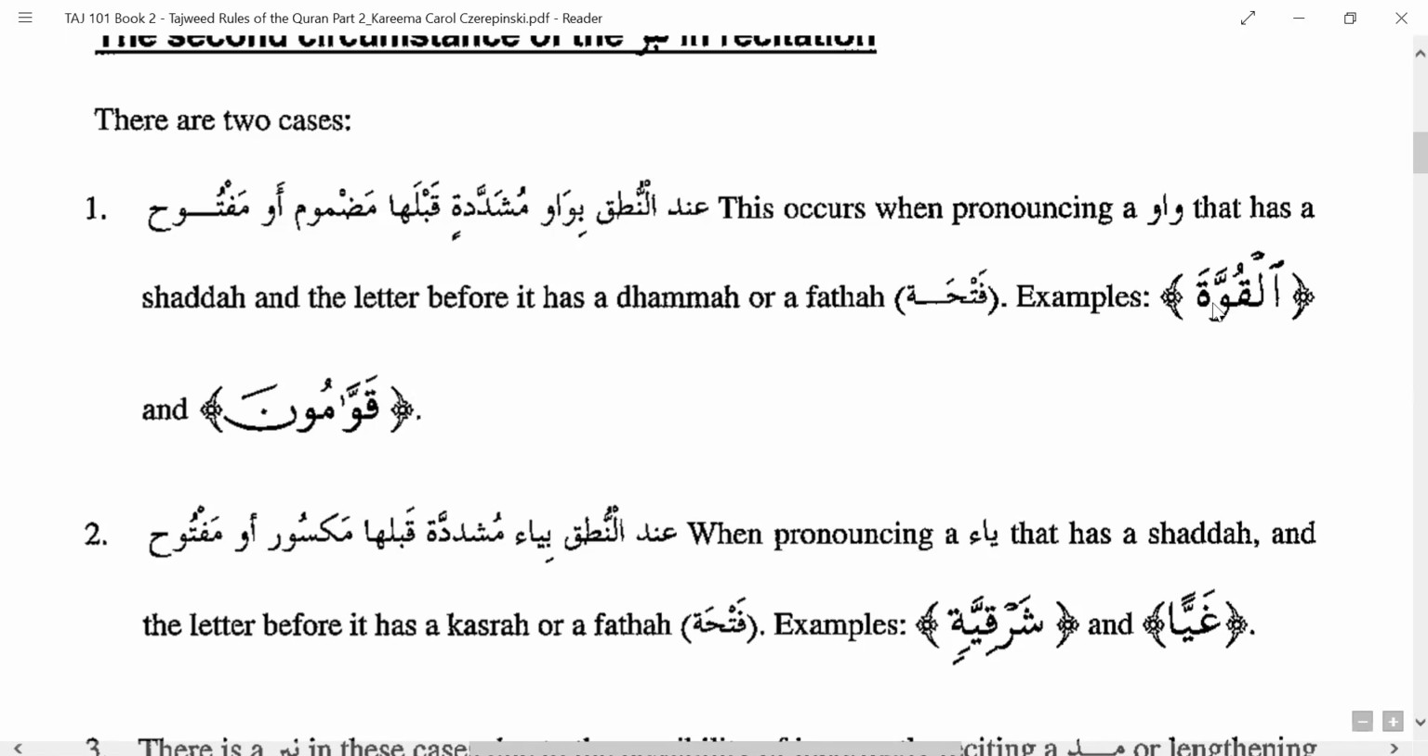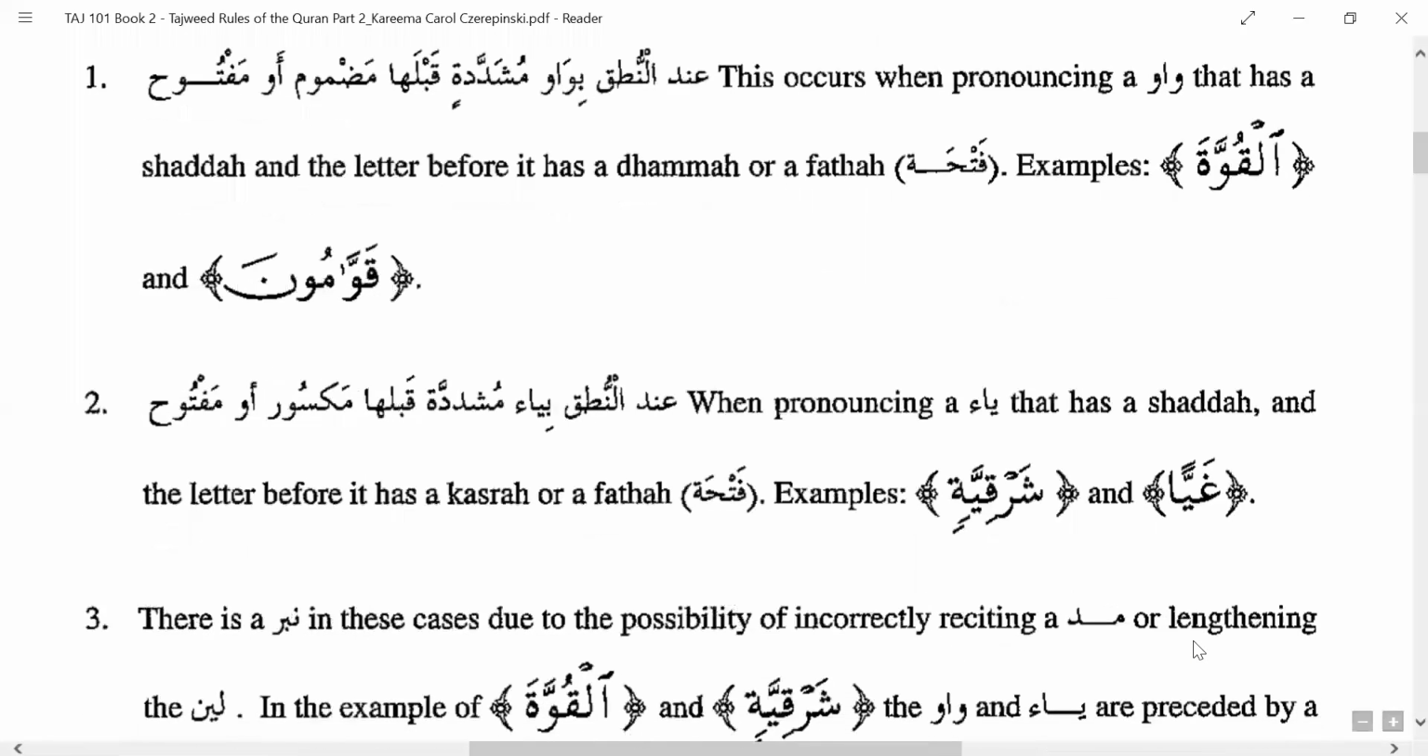So wow or ya having a shadda, what are the rules? Wow or ya having a shadda preceded by a similar sign, which is wow. Before that you will have dhamma, wow shadda, before it dhamma, ya shadda, before it kasra, or before that you will have a fatha. Fatha, why? Because it is lean.